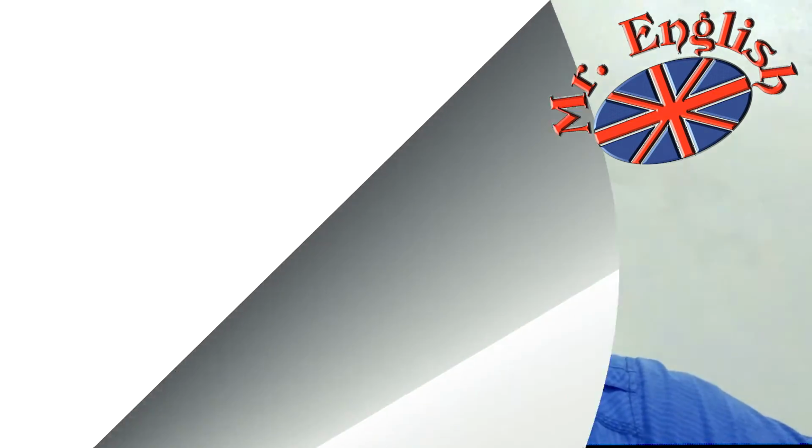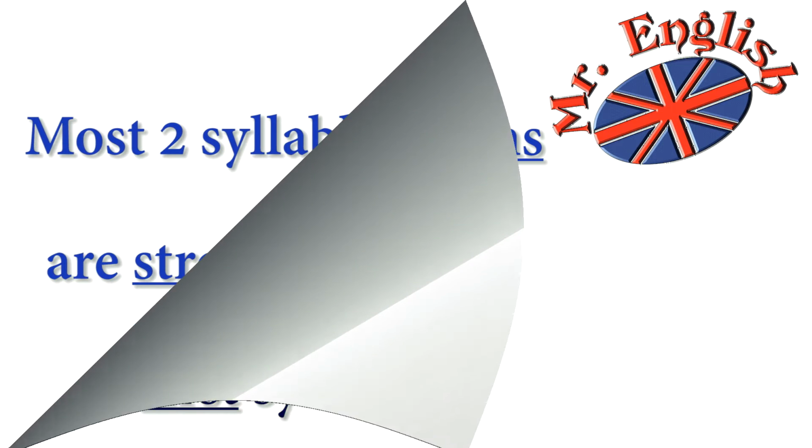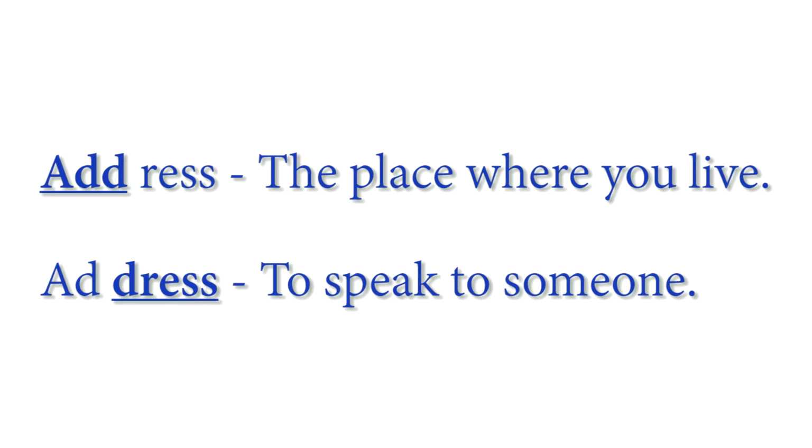Now, there are rules for where the stress goes in each word. Here's one rule, so remember this as well. Most 2-syllable nouns are stressed on the first syllable, and most 2-syllable verbs are stressed on the second syllable. Let me repeat that for you. Most 2-syllable nouns are stressed on the first syllable, and most 2-syllable verbs are stressed on the second syllable. Here's another example. The noun address is the place where you live, and the verb address is to speak to someone. So address, address.